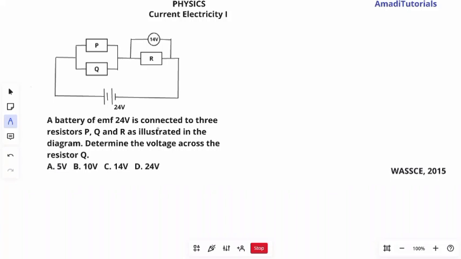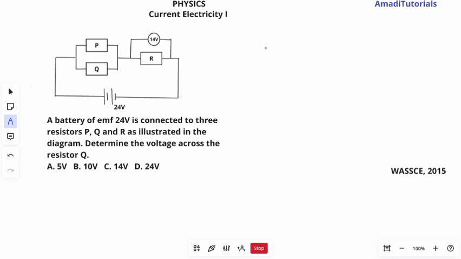In order to understand the concept of voltage drop, this question says the battery of EMF 24 volts is connected to three resistors P, Q, and R as illustrated in the diagram. Determine the voltage across the resistor Q. Okay, we should determine the voltage across this resistor Q.